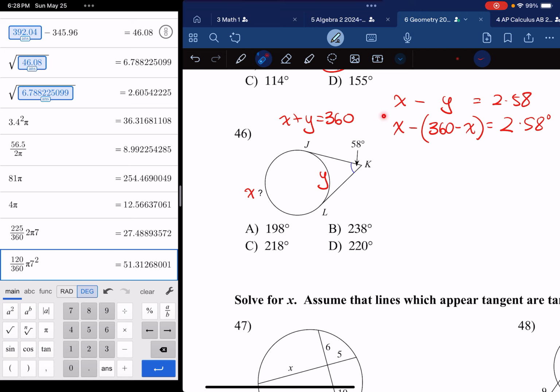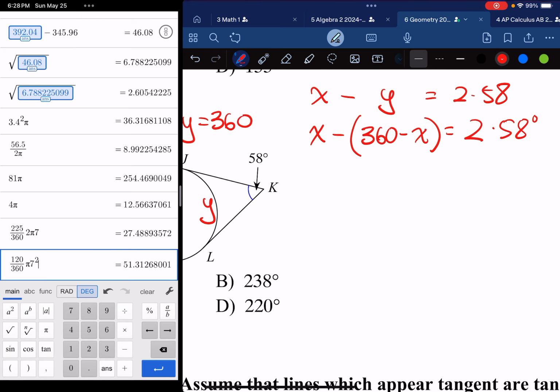And I want to have one equation, so how do I get y by itself? Well, I can subtract x, and then the x's are gone. Then y is by itself, and it's 360 minus x. That also works. But either way, you're going to get to this step somehow.